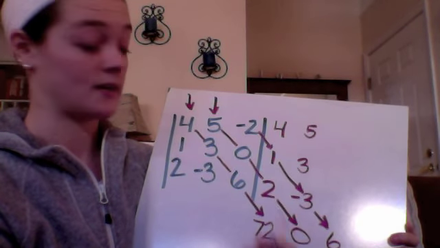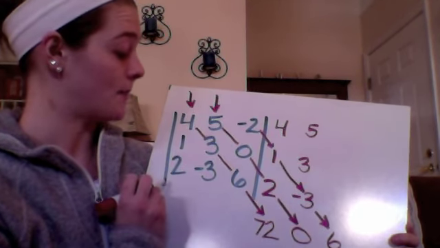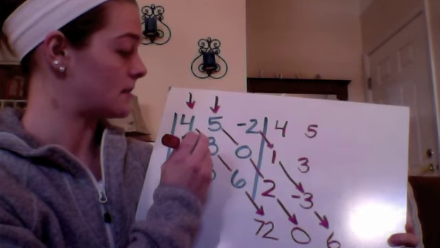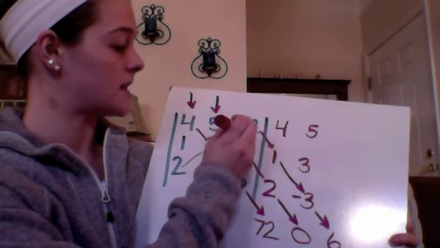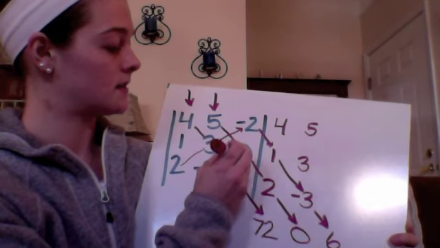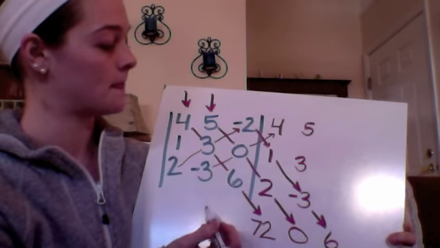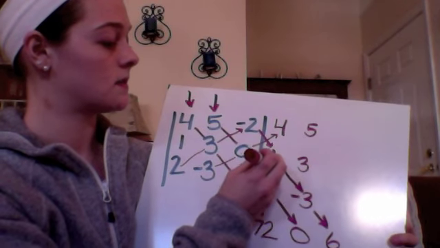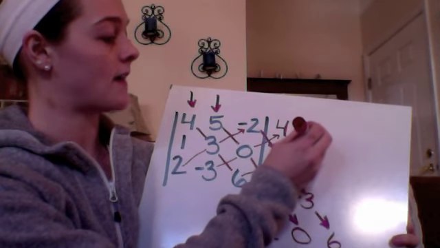Now I've got to do my upward diagonals. So I'm going to start in the bottom corner. I'm going to go 2 times 3 times negative 2. I'm going to go from negative 3 to 0 to 4, 6 to 1 to 5.